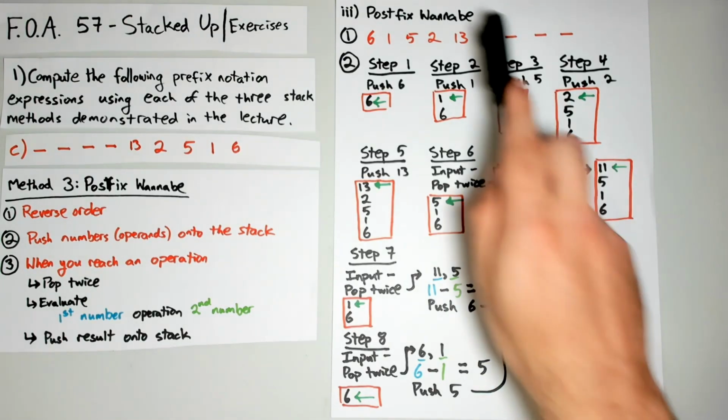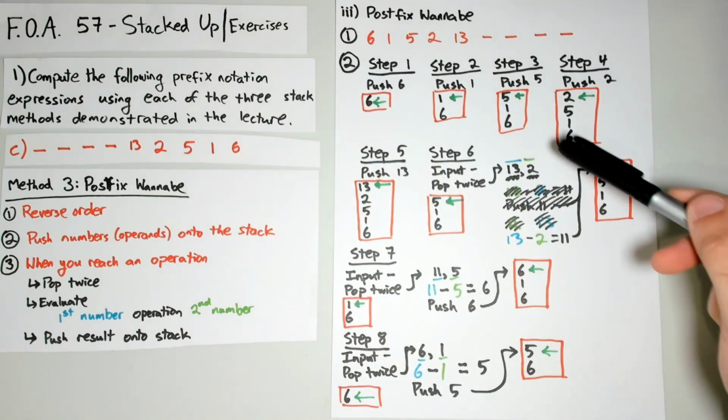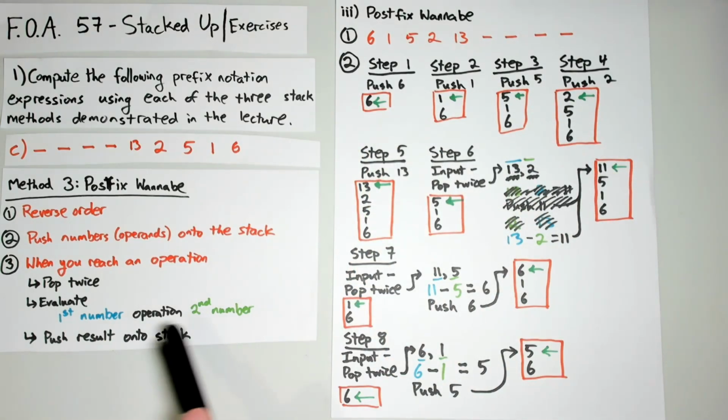And remember, because we flipped our order once, and then going through the stack and popping flips it again, we can keep the order that we get after popping, right? So we get the 13, then the 2, so we're going to do 13 minus the 2. And we get 11, which we push back onto the stack.